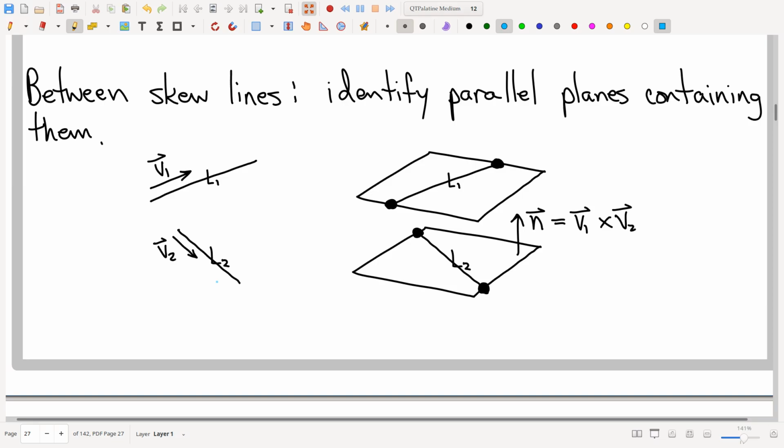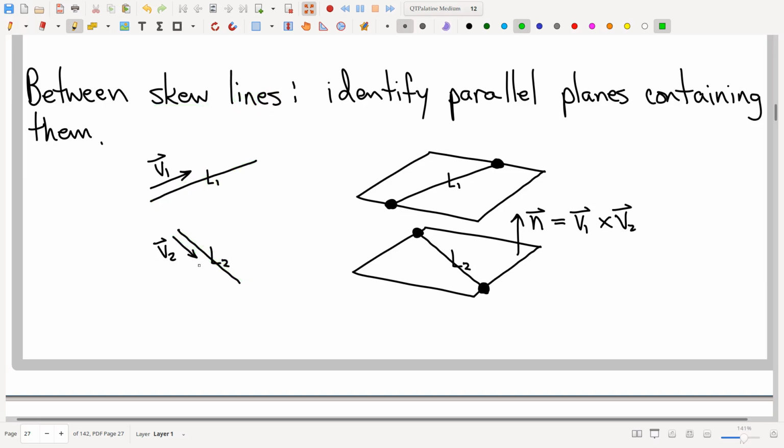And so here's the clever idea. If you have a couple of lines, skew lines, that is, not parallel, non-intersecting, just kind of the most unrelated, uninteresting pair of lines. It's kind of random lines.